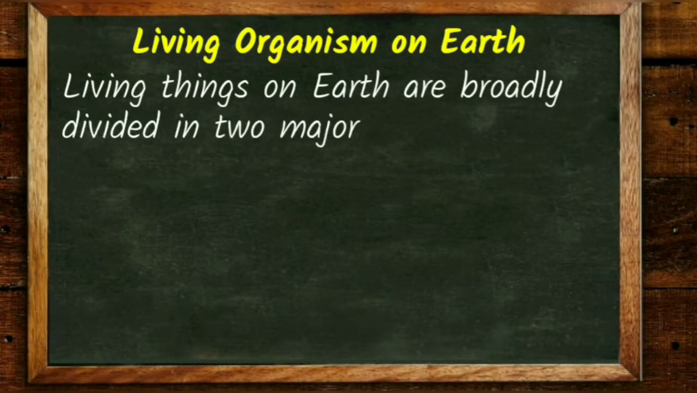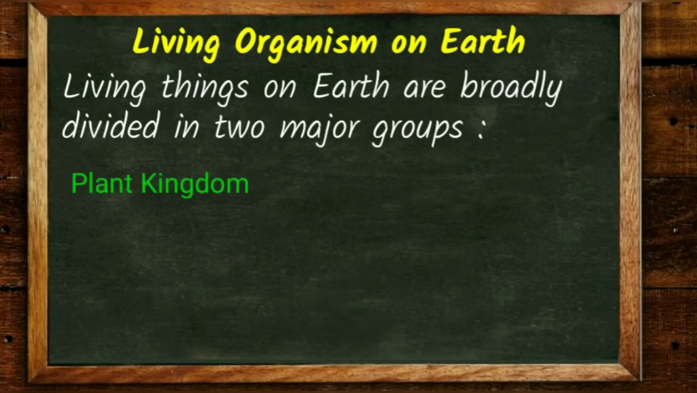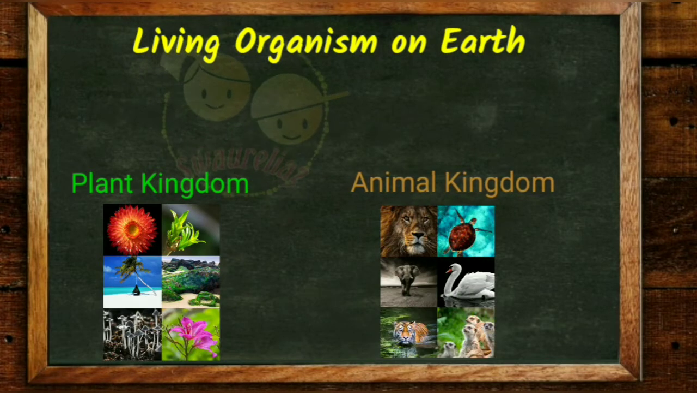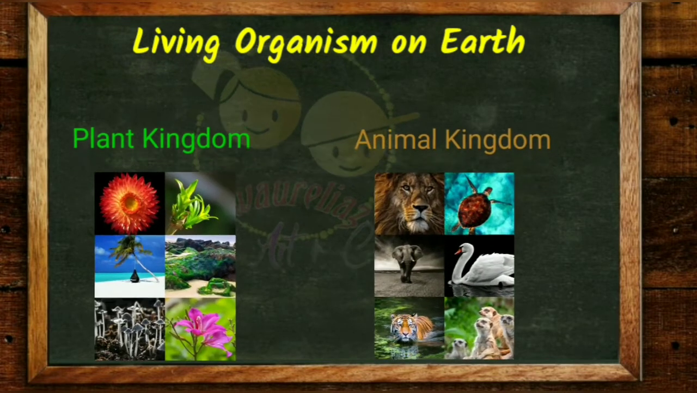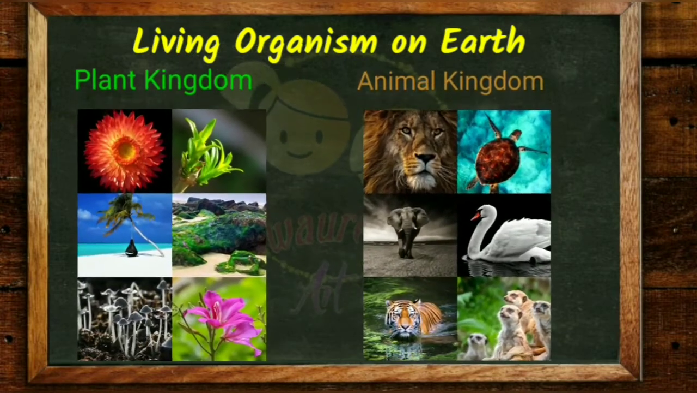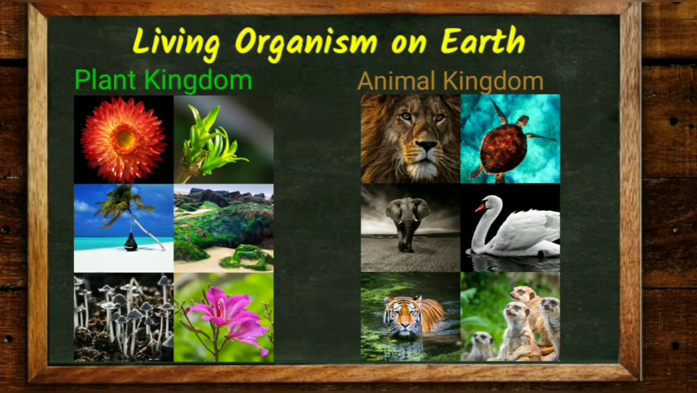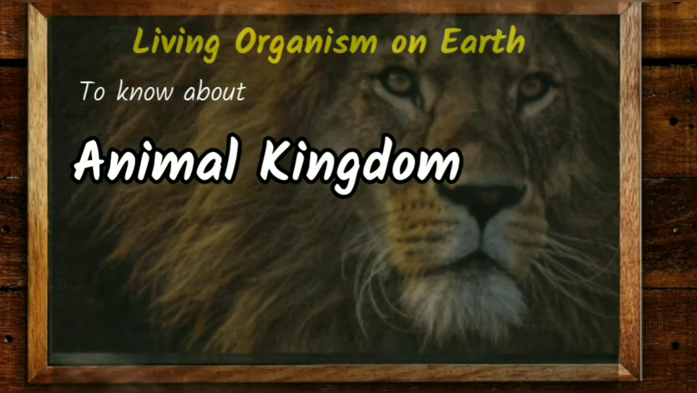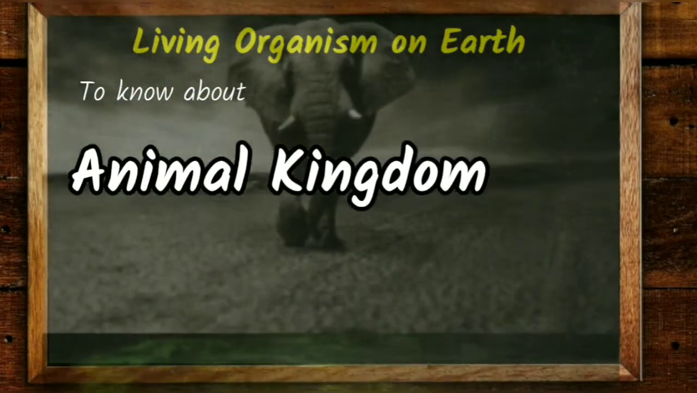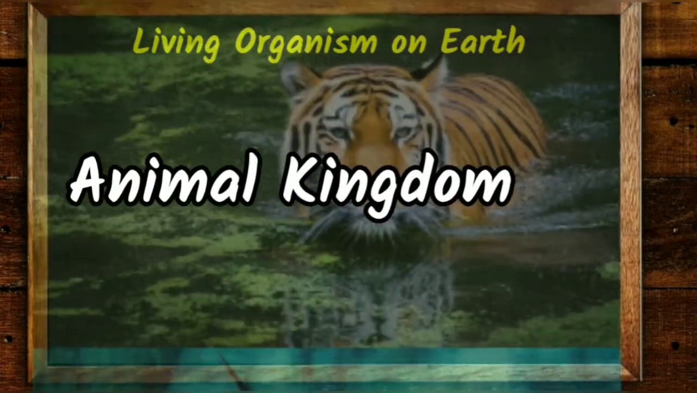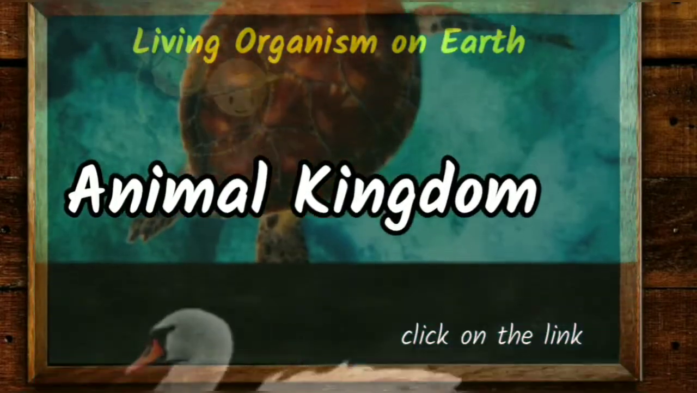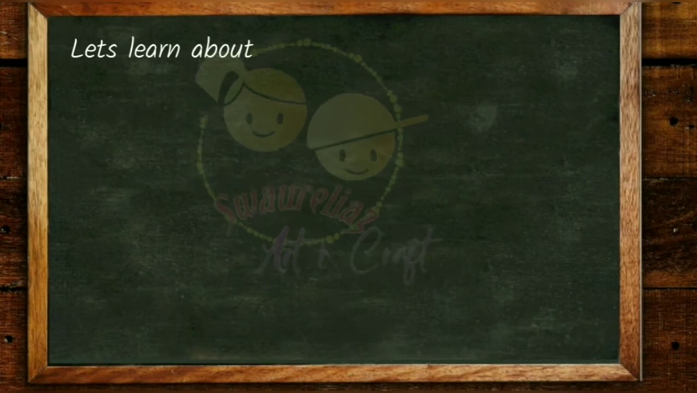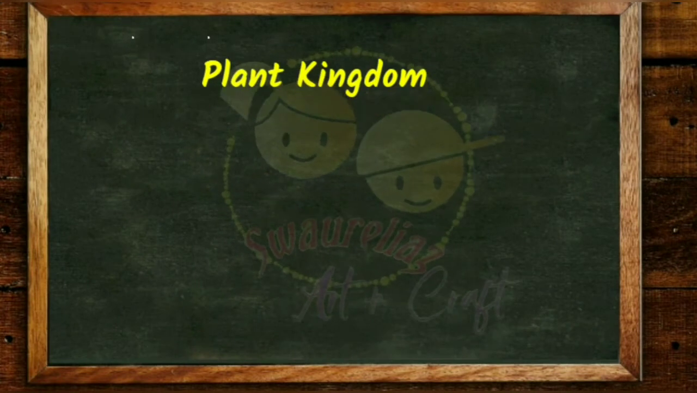Living organisms on Earth are broadly divided into two major groups. One is the plant kingdom and another is the animal kingdom. You all know both the plant kingdom and the animal kingdom. Now, if you want to know about the animal kingdom, watch the video given in the link. It will elaborate all the aspects of the animal kingdom. Now, let's start learning about the plant kingdom.